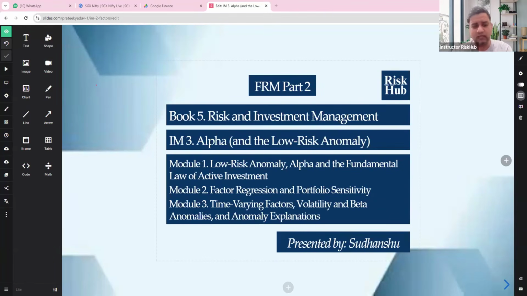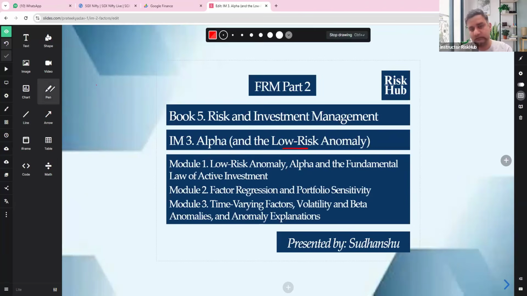So if you see here, there's a lot of the word anomaly which is discussed, right? If you pay attention, we are talking about low risk anomaly, again the same low risk anomaly coming here. Then we are talking about anomaly explanation, beta anomalies, factor regression, portfolio sensitivity. So a lot of buzzwords which you hear a lot, right?